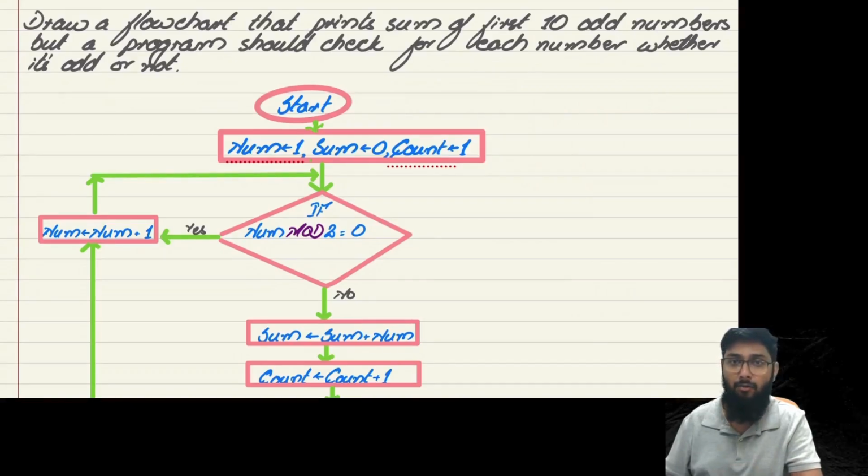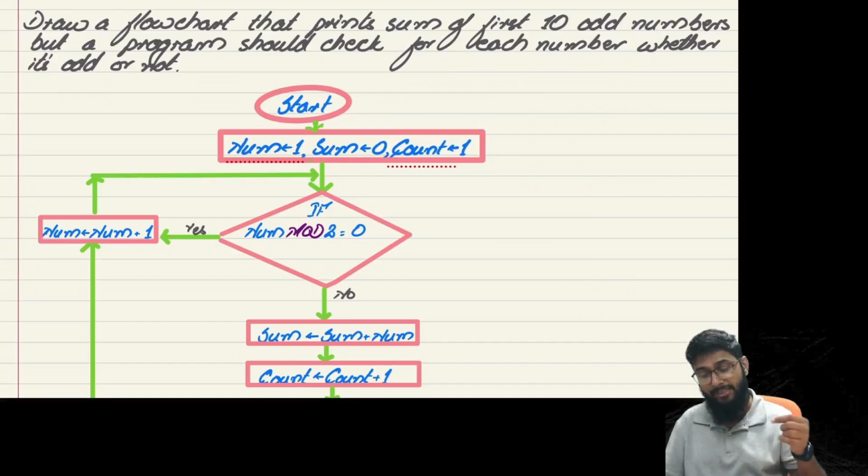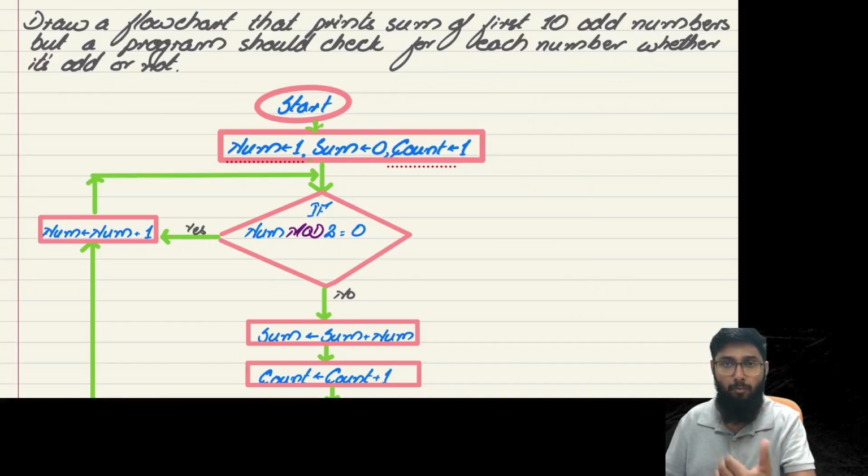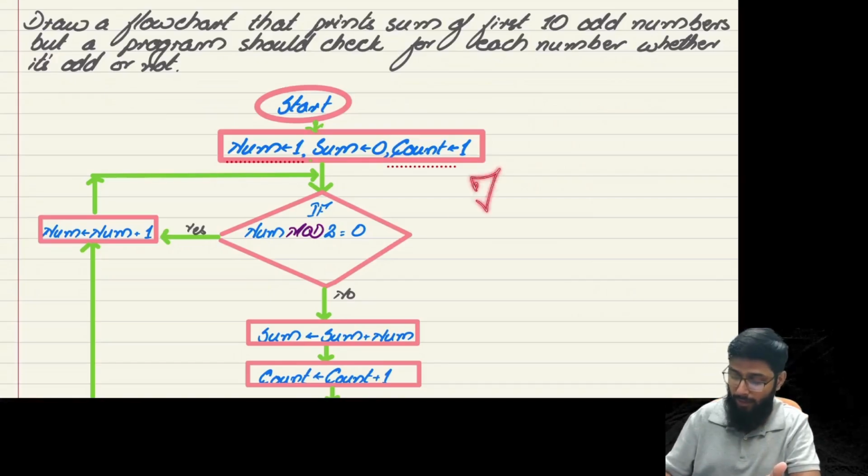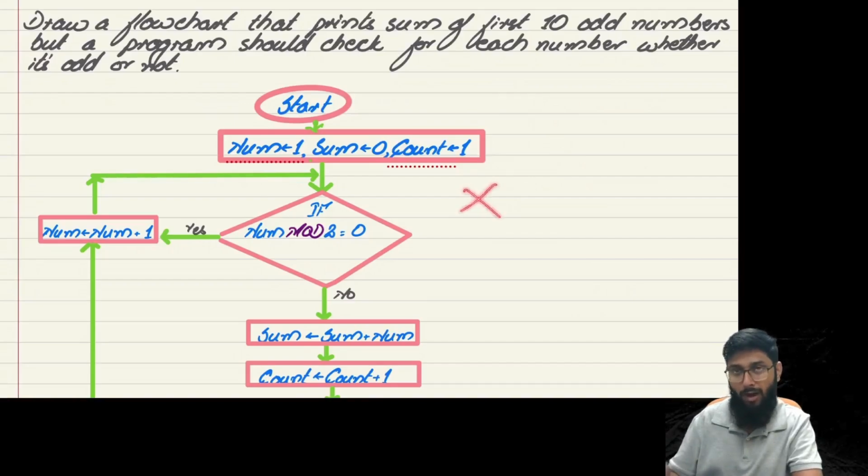Why is it a conditional loop? Because we do have a condition. If it's an odd number, only in that case you need to increment the loop. Otherwise you do not need to increment the loop. If I place the for loop right over here, the for loop says that each and every time the program is executed, the loop will be incremented by 1. So I cannot apply the for loop over here. No, I need to apply the conditional loop over here.